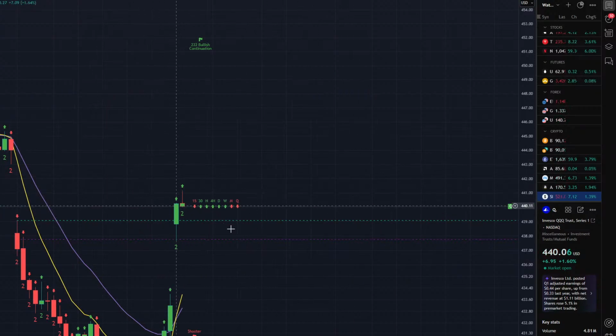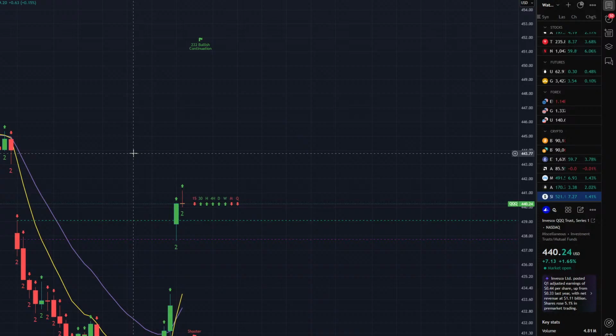We don't really pick sides. We just trade what we see and pay attention to the news that affects what's going on. But yeah, as long as it's holding this 440 low so far.